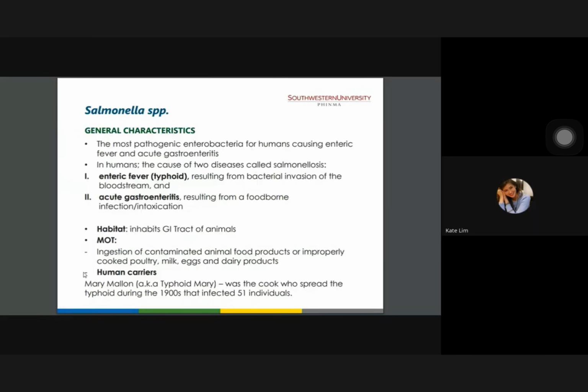Unlike other Salmonella species, Salmonella typhi and Salmonella paratyphi do not have animal reservoirs. They are exclusively human pathogens, meaning they cannot infect animals. So even if you have typhoid fever and you have a pet dog, your dog cannot get the Salmonella typhi. It is exclusive to humans.